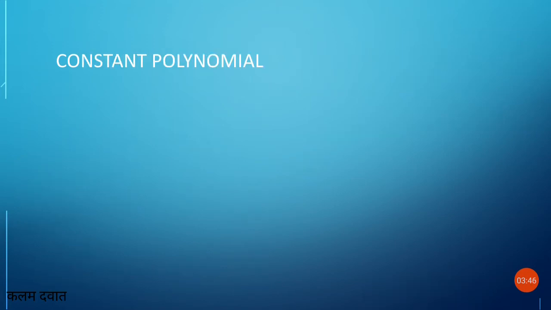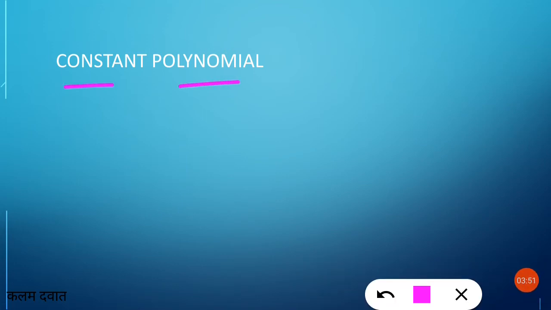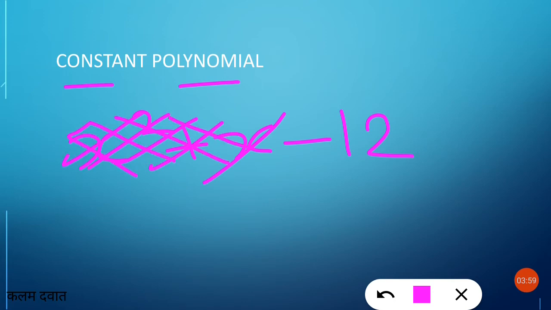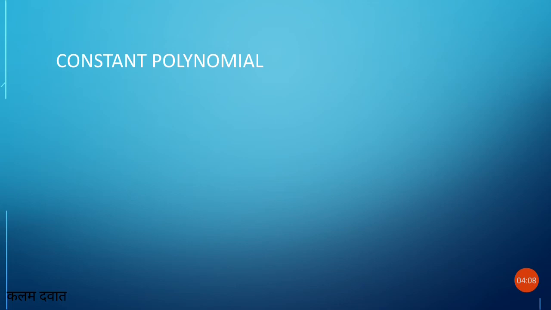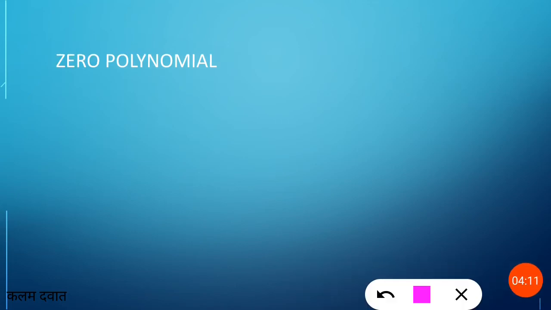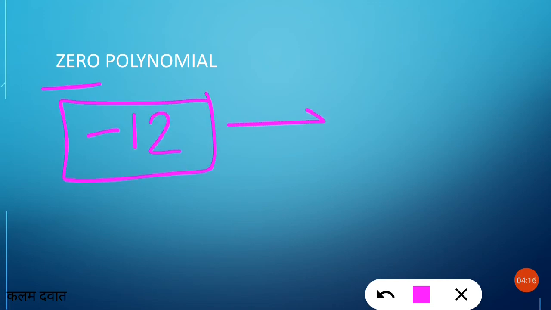Constant polynomial. If a polynomial has only a constant term, suppose this was the example in the first slide. So if these two terms were not there, only one term is written, minus 12, this is said to be a constant polynomial. As clear from the name, this is a constant term. Zero polynomial. If a constant polynomial is 0, it is said to be a zero polynomial. This is very simple.